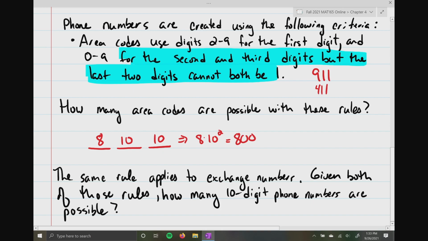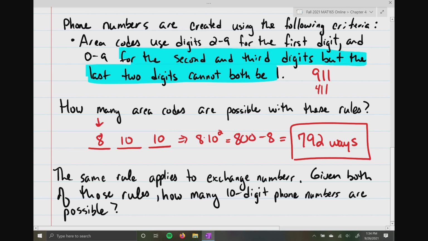But now if I think about it, the numbers I'm not allowed to have are 911 or 411 or any other one of those values. Now, because the first digit is only allowed to be 2 through 9, what we can do is start just writing out the ones we can't have. It's not much when you think about it. So you're not allowed to have 211, 311, 411, 511, 611, 711, 811, and 911. These are the ones you're not allowed to have. So if you just count them, 1, 2, 3, 4, 5, 6, 7, 8, what we're going to have to do is take our total value and just subtract 8 from that. Subtract 8 because those are the numbers I'm not allowed to have. And that gives me a grand total of 792 different possible area codes that we can have.